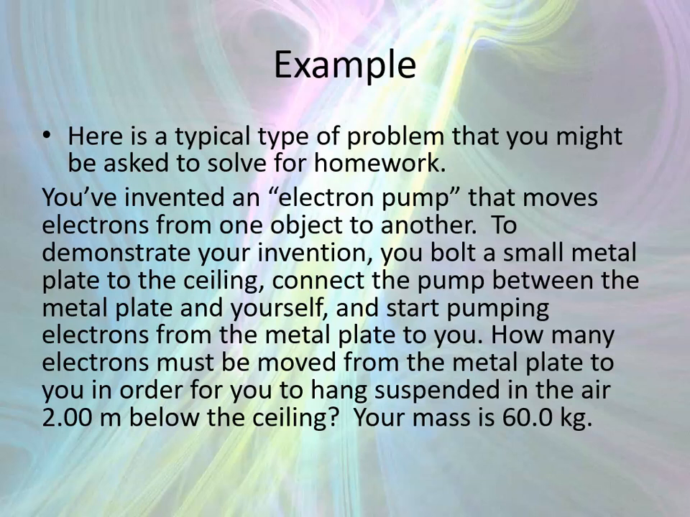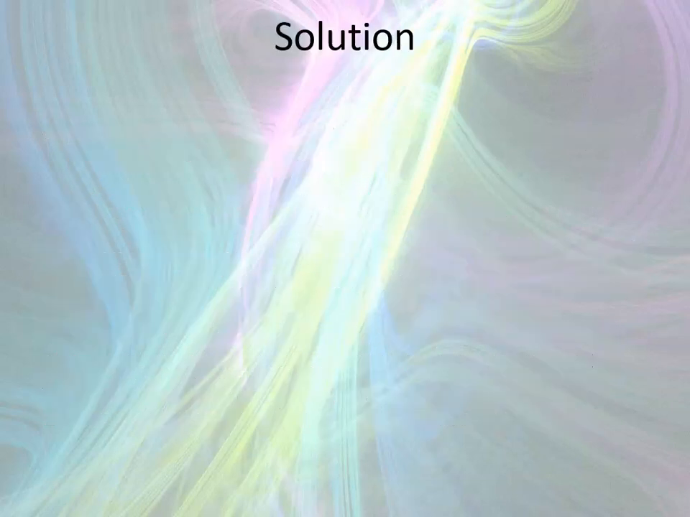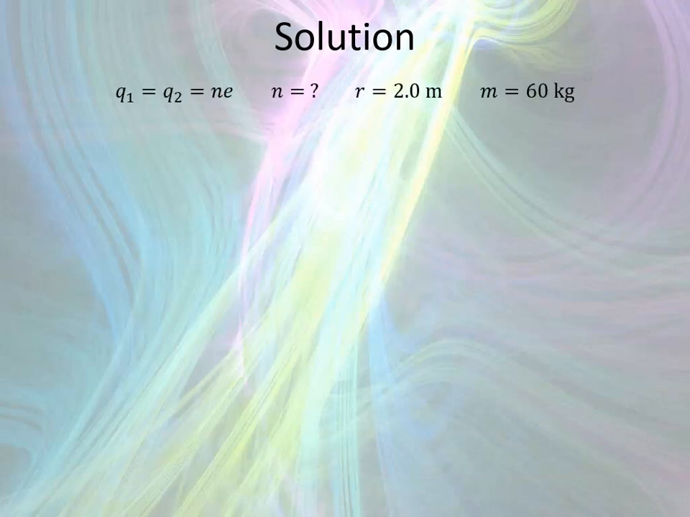So the question is, how many electrons must be moved from the metal plate to you in order for you to hang suspended in the air 2 meters below the ceiling if your mass is 60 kilograms, which is about 132 pounds. So let's look not only at the solution, but emphasize the steps you need to go through in order to get credit for showing your work in these types of problems, such as in homework checks, tests, AP exams, and such.